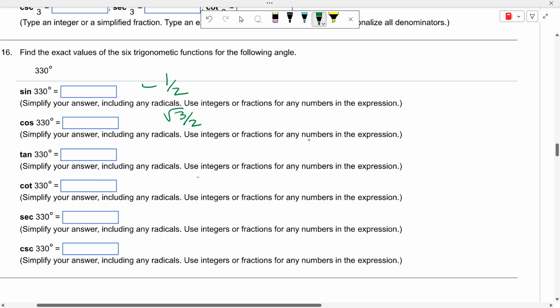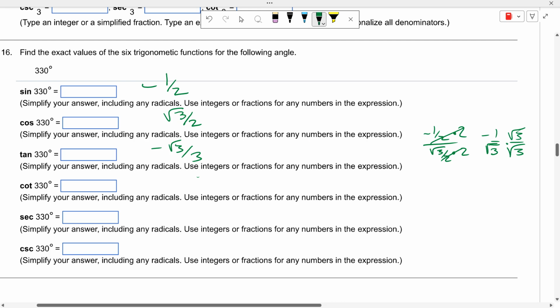We have to do the sine, negative 1/2, over the cosine, square root of 3 over 2. Get rid of your complex fraction by multiplying by 2. You got negative 1 over square root of 3. Can't leave square root of 3 on the bottom, so multiply top and bottom by square root of 3. So it's negative square root of 3 over 3.